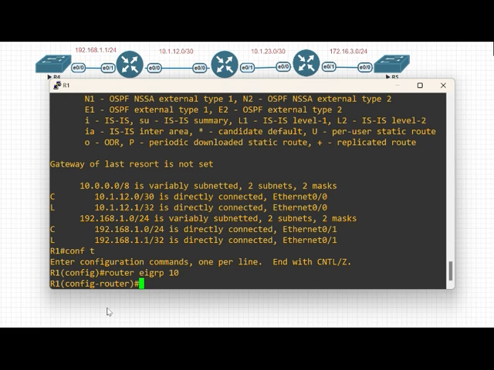I've already done show ip route to look at the individual interfaces that are connected to R1. So we have E0/1 facing the LAN with the IP 192.168.1.1, and the interface 0/0 facing the next router is 10.1.12.1. So this helps in the router configuration.